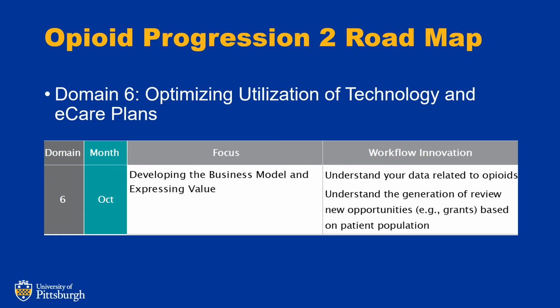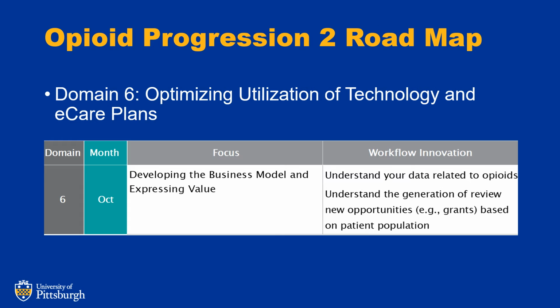It's hard to believe we have already reached Domain 6 in Progression 2 for the month of October. Here's our roadmap just to give you a better idea of where we currently are at in the program. This month, we are focusing largely on optimizing the way we use technology and refining how we document opioid-related encounters in the eCare plan. There is a major emphasis this month on expressing the value of pharmacist services as the business model continues to develop.